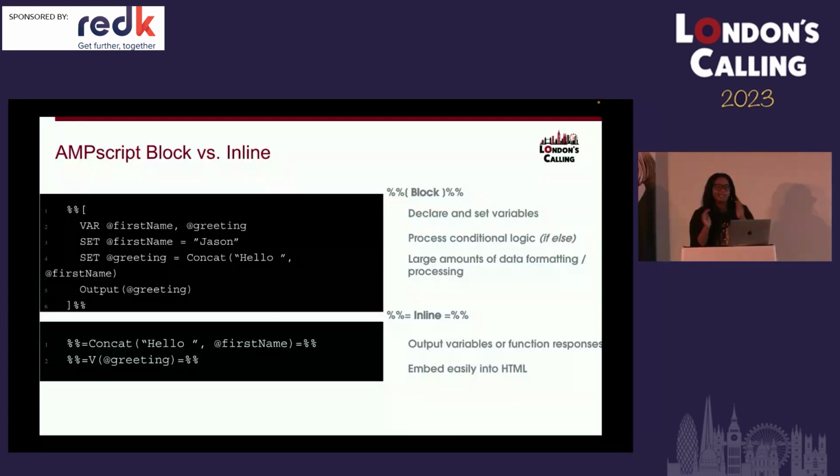Okay, so we do have two ways that you can write your AMPscript code. One of them is in a full block. So at the top we have the block version, and then another one is called inline. So the block is you declare a full block of AMPscript code if you know that you're going to have a long block of code.